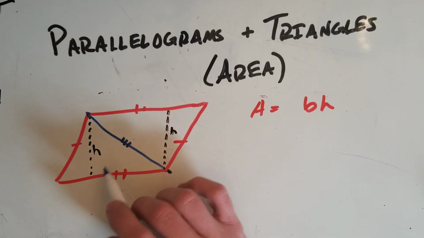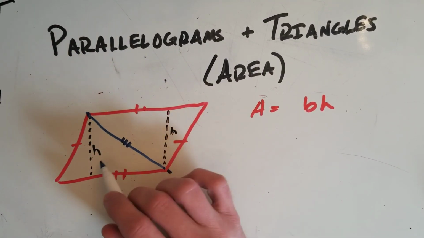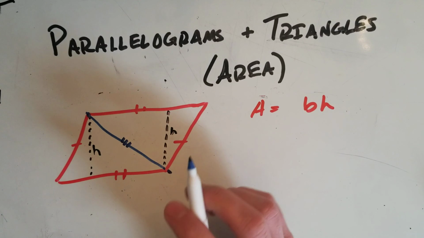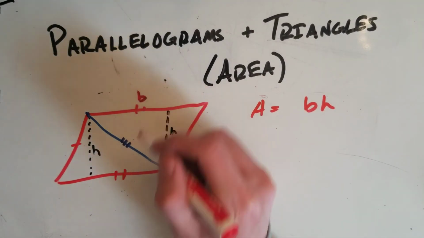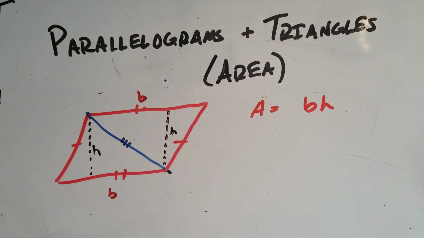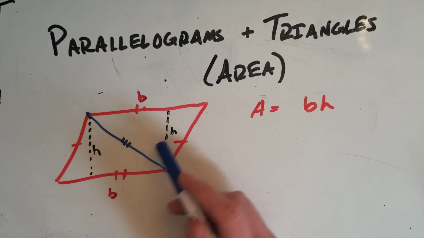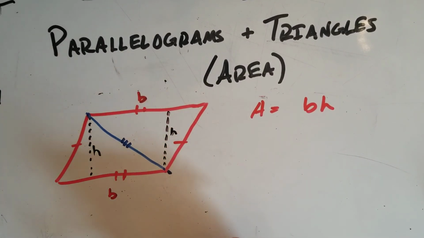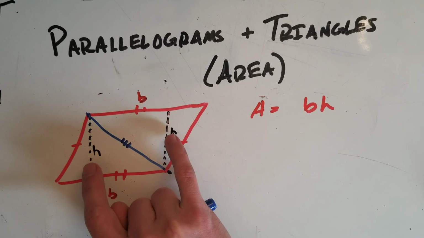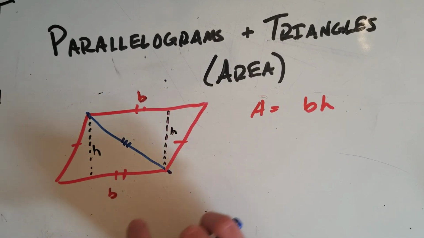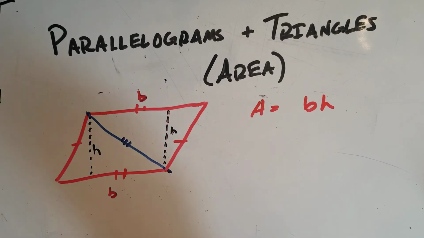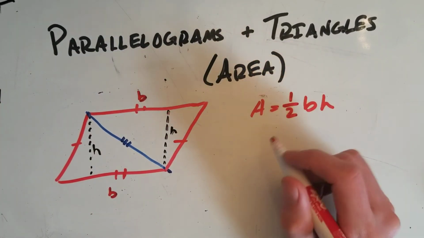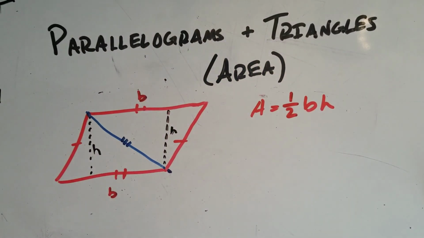Notice that that diagonal will divide the parallelogram into two triangles, and those triangles are congruent to one another by side, side, side. This is our base up here, this is the base here. Since those two triangles are congruent to each other, they're going to have the same area. And since together they make the whole parallelogram, each one of those triangles is half the area of the parallelogram, which is where our area for a triangle comes in. It's going to be 1/2 base times height.